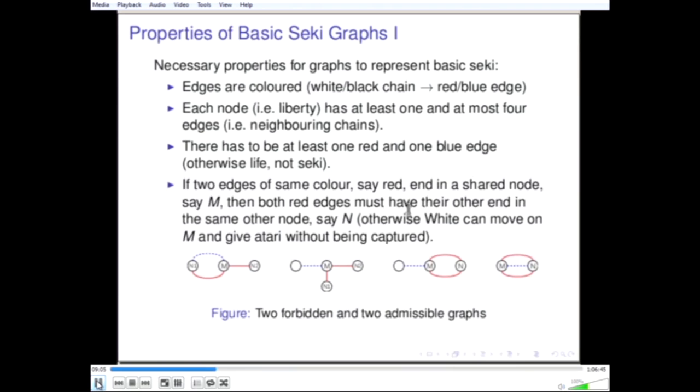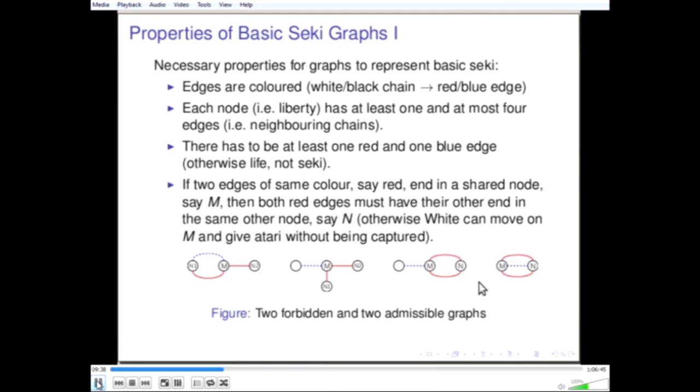Here is a more critical property. If there are two chains of one color ending in one and the same liberty, then these two chains must have the same other liberty, not like in this graph here, not like in this graph, but rather like this graph or that graph.